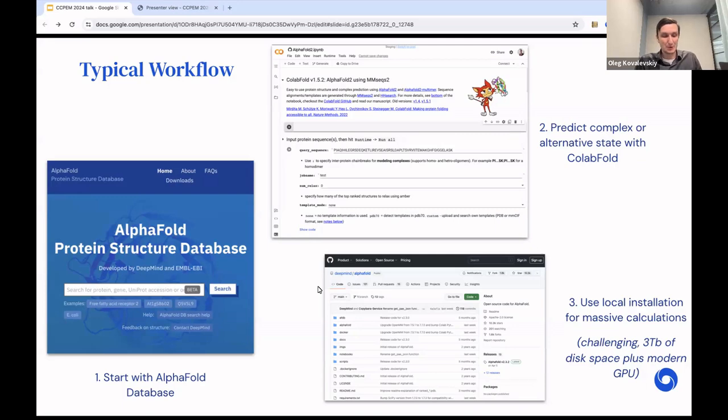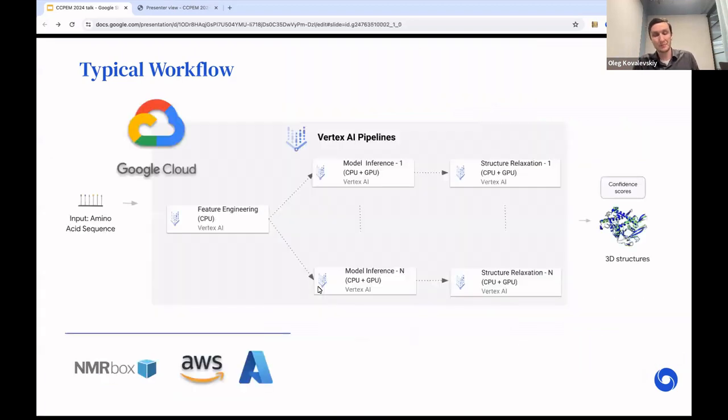Please note that local installation might be challenging. AlphaFold runs only on Linux. It requires 3 terabytes of disk space for the databases, plus it requires modern GPUs and a lot of memory, as memory is the limiting factor for the size of the complexes AlphaFold can model.